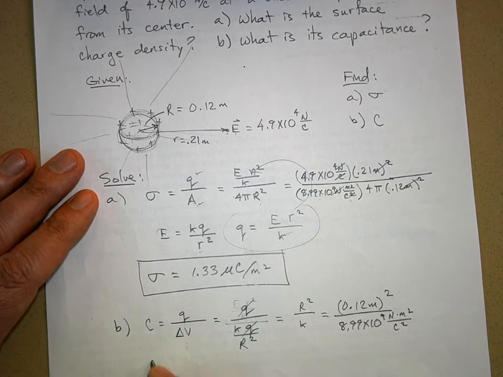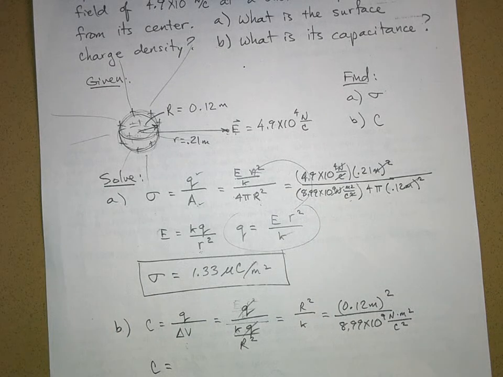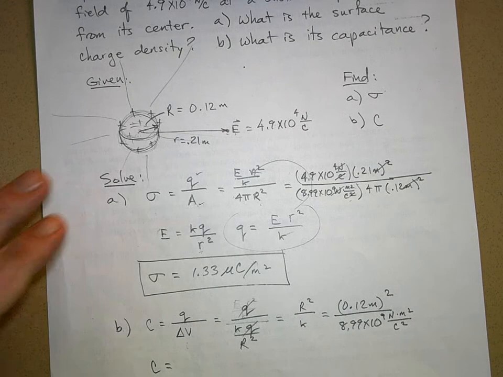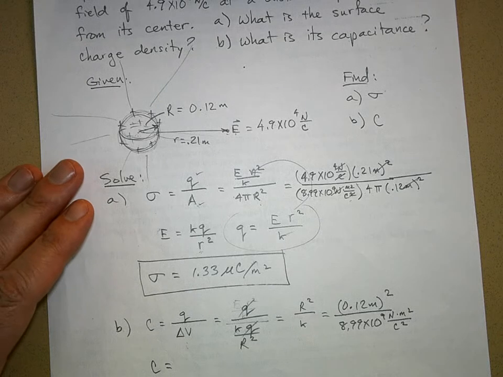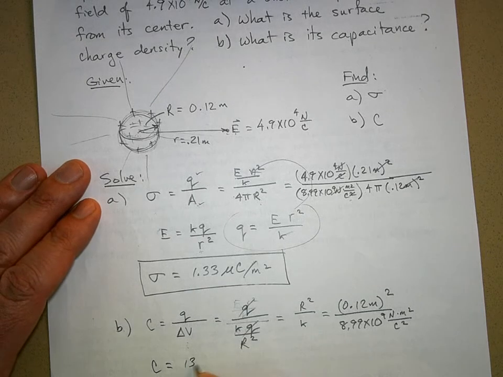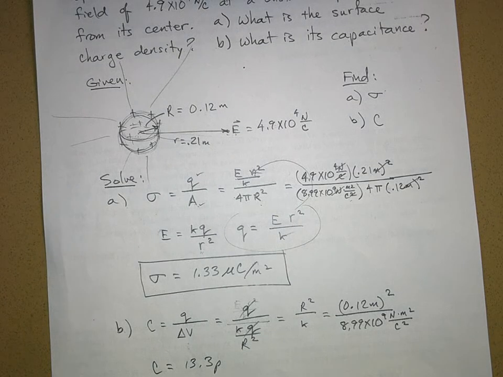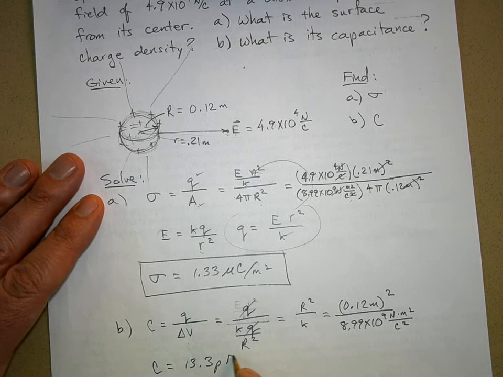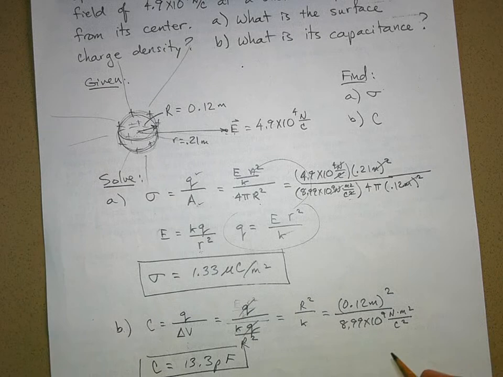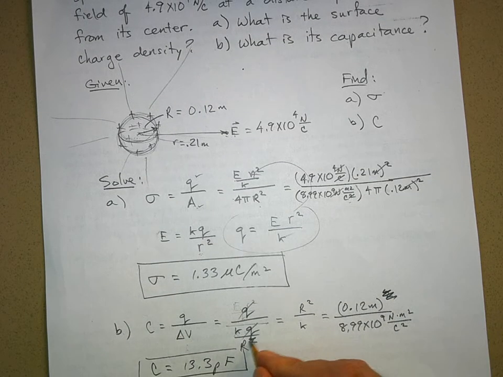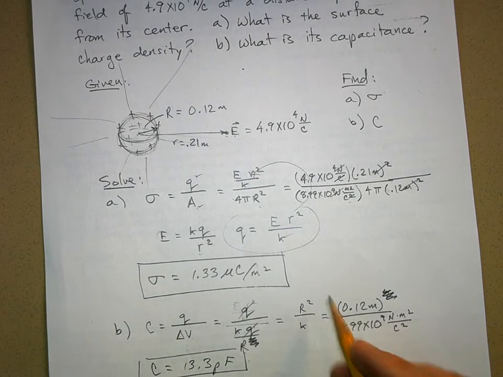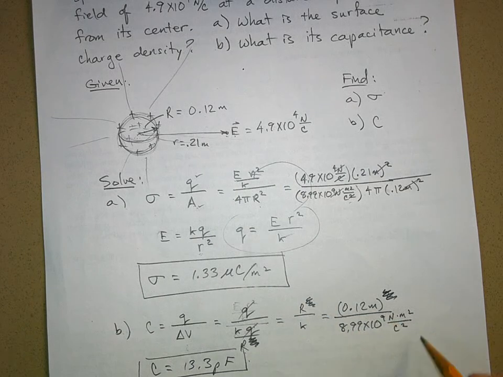And when you plug all those values in, I think this is, hold on just a second. You get 13.3 picofarads, or I think it was 1.33 times 10 to the negative 11 farads. And, oh, this shouldn't be R squared. Whoops. I said it's KQ over R. That's R over K. And I did do this ahead of time. I just did it wrong right here.